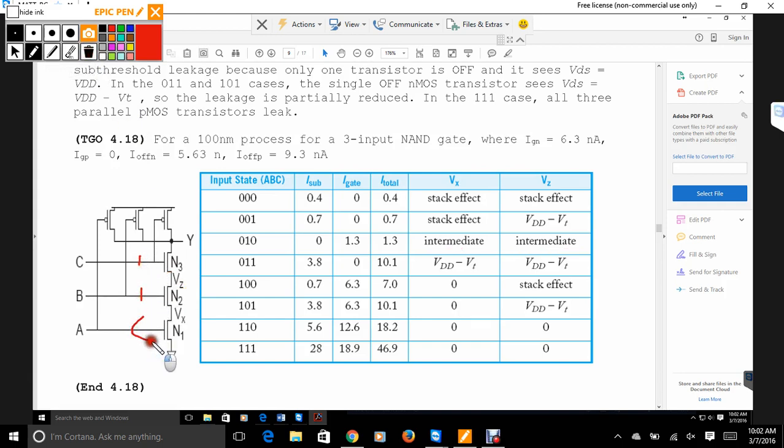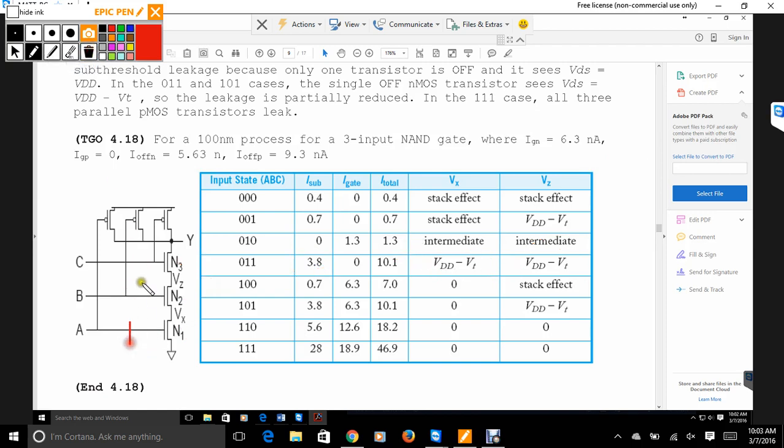So when we have 1, 1, 0, that means this transistor's on, and this transistor is off. So you can see VDD minus VT is actually driving this. And what ends up happening, and these are numbers derived through experiment, you're actually going to have a significant amount of subthreshold current, and you're going to have a total current of 10.1. And this is from chapter 4 of your textbook too, this table.